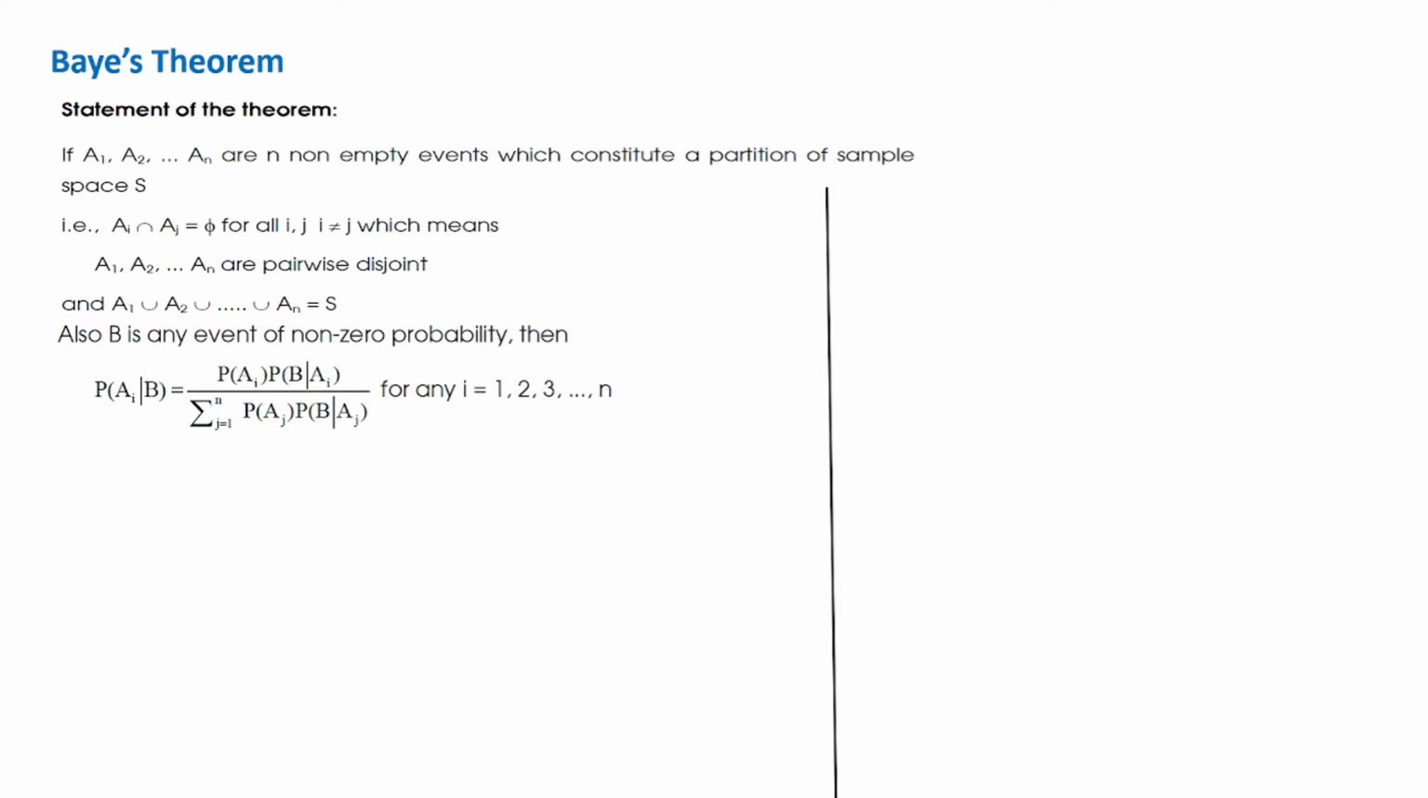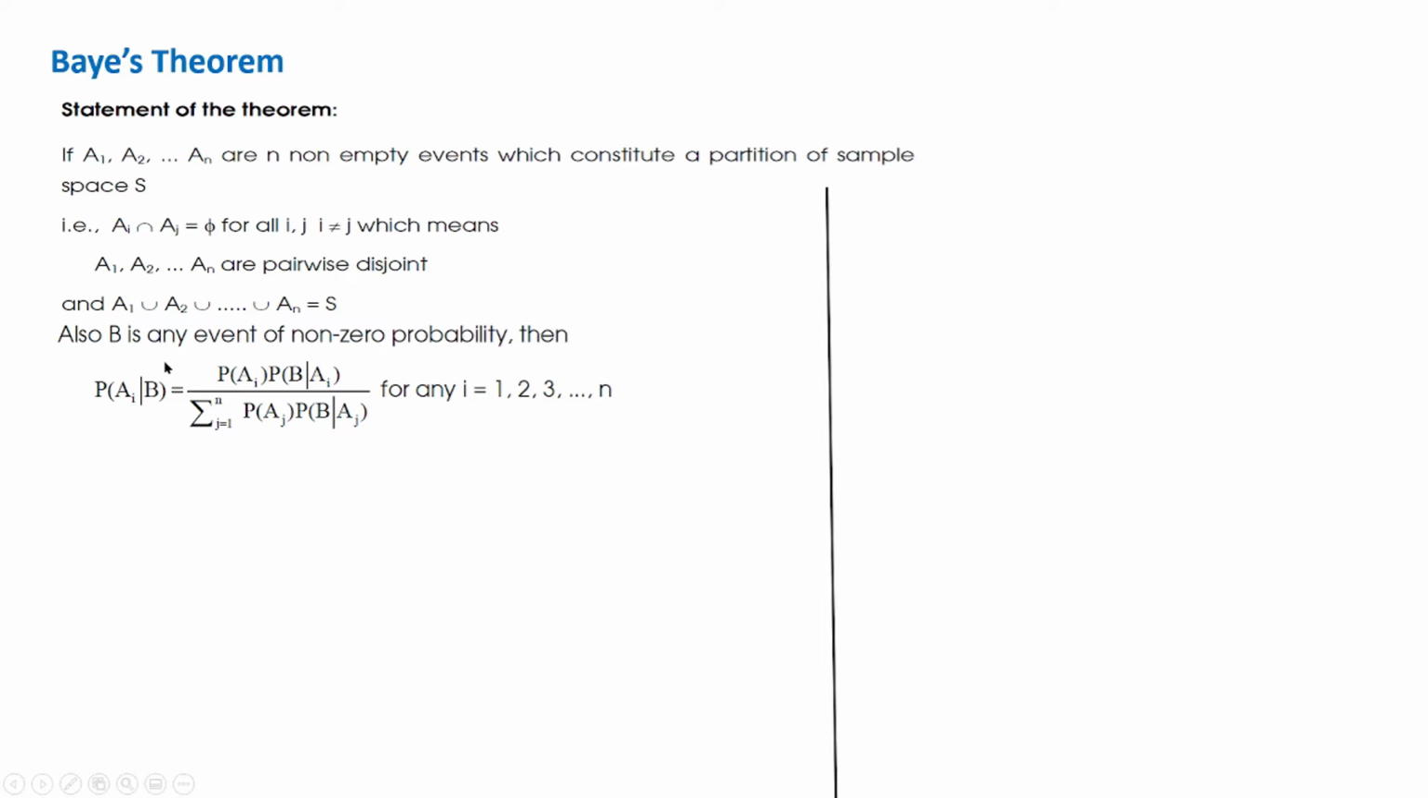First we will see what this Bayes theorem is. So this is the statement of the theorem. If A1, A2 up to An are n non-empty events which constitute a partition of a sample space S. Now this partition of a sample space is nothing but these events are mutually exclusive and exhaustive. That is, Ai intersection Aj equal to phi for all i, j, i not equal to j. That is A1, A2 are pairwise disjoint and A1 union A2 union up to An is equal to the sample space S.